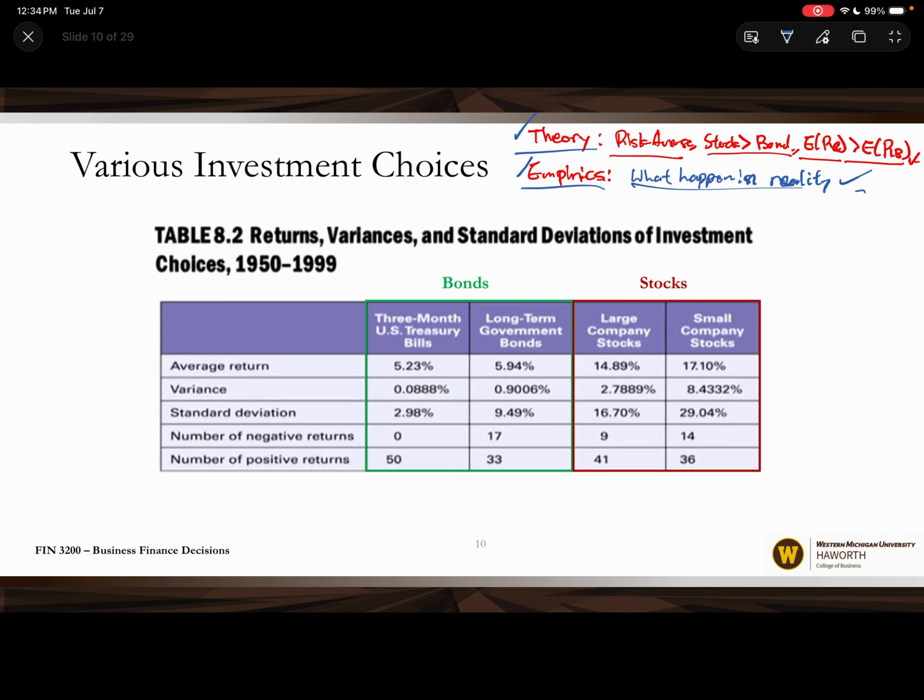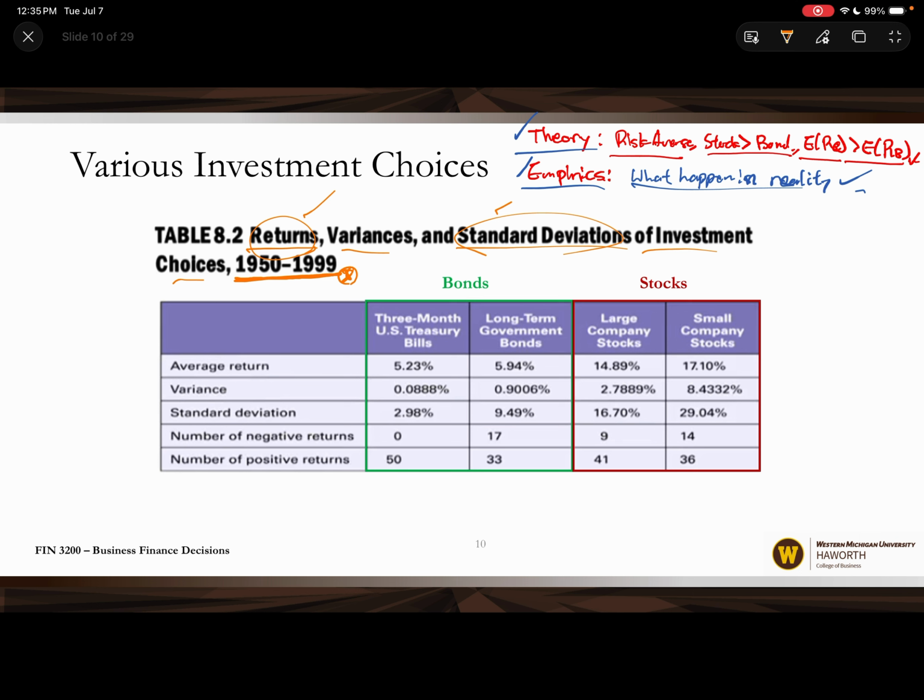We have, let's see, right here. So actual returns for these securities during this 50-year period. Okay, we have the returns, standard deviations, and variances. We're just going to focus on returns and standard deviations. So return and risk of investment choices. Okay, so here we have bonds and stocks.